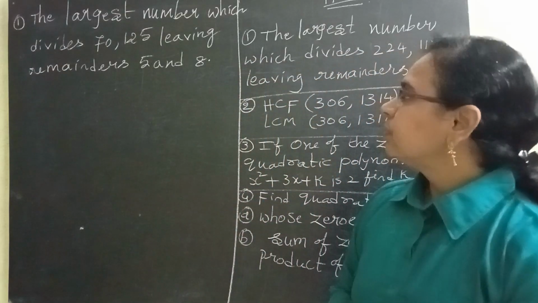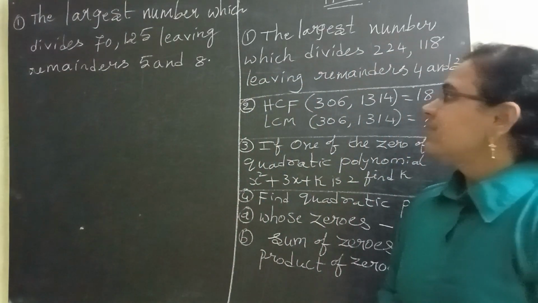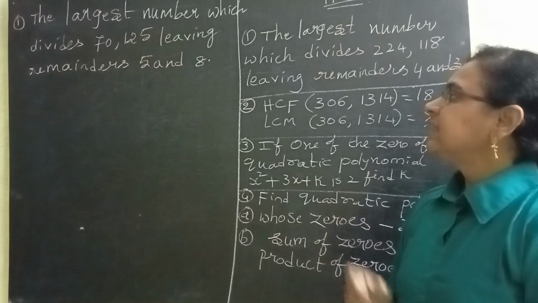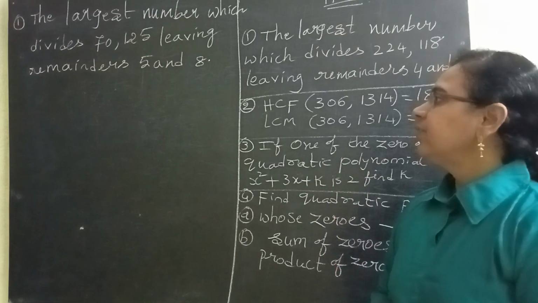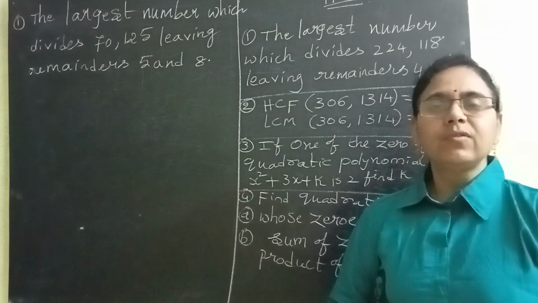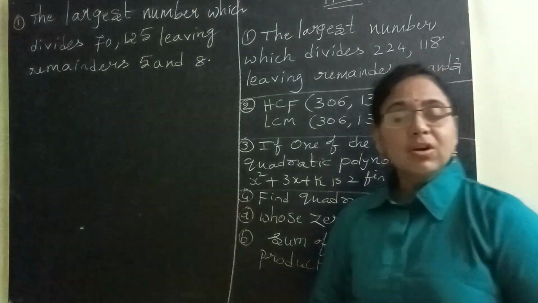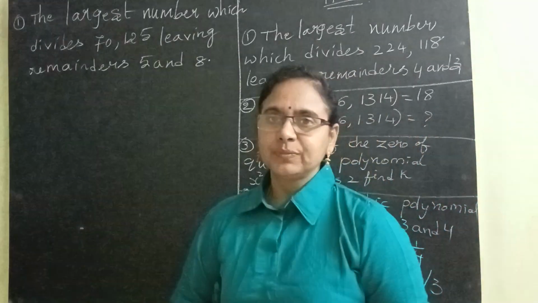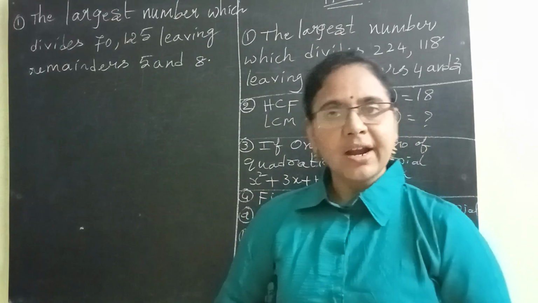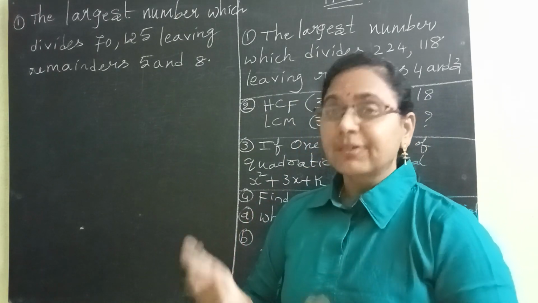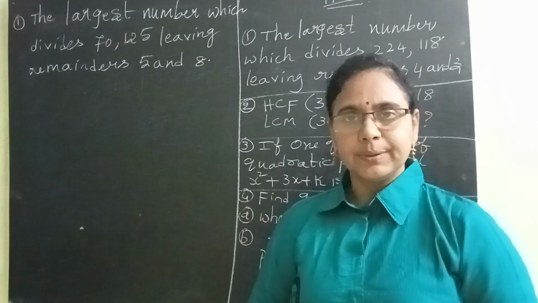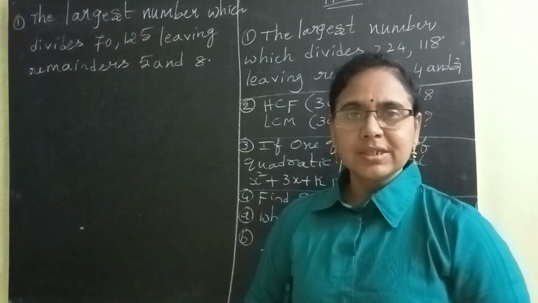Come to the question. The largest number which divides 70 and 125, leaving the remainders 5 and 8. He wants the largest number. The numbers are 70 and 125. The remainders are 5 and 8. He has given two remainders here.